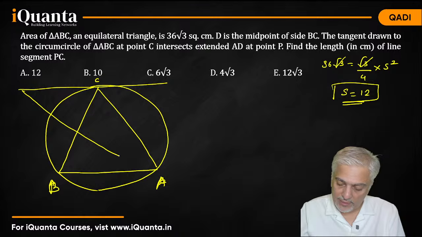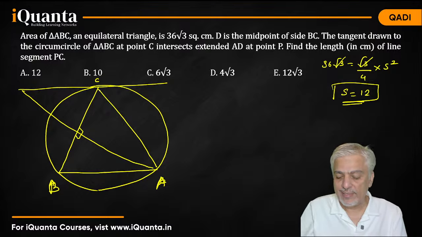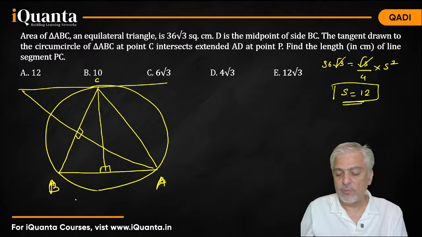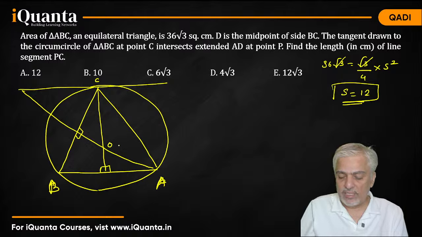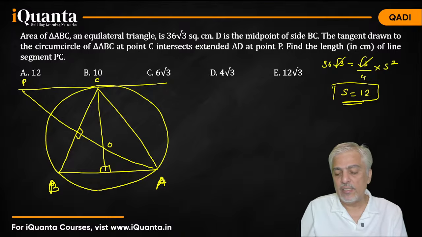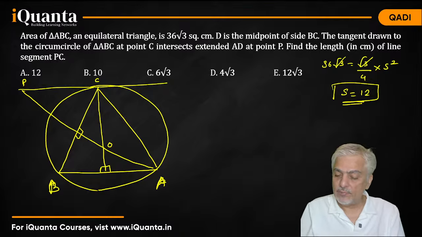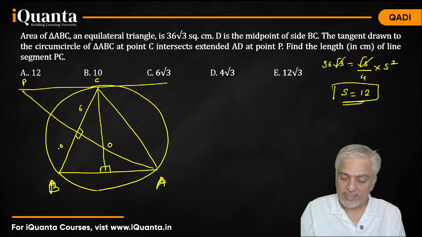We know equilateral triangle, so everything will bisect. If it's a midpoint, it will be 90 degrees. This angle will be 90 degrees. If I draw one more tangent, this angle also will be 90 degrees. Let's call this point as O, this point as P. We need PC, right? Find the length of the segment PC. Now, what all did we get up till now? We got the side. Side is how much? 12. So this is 6, this is 6.